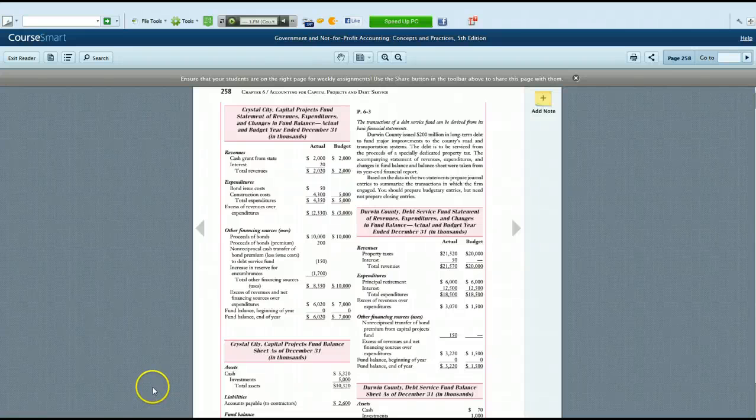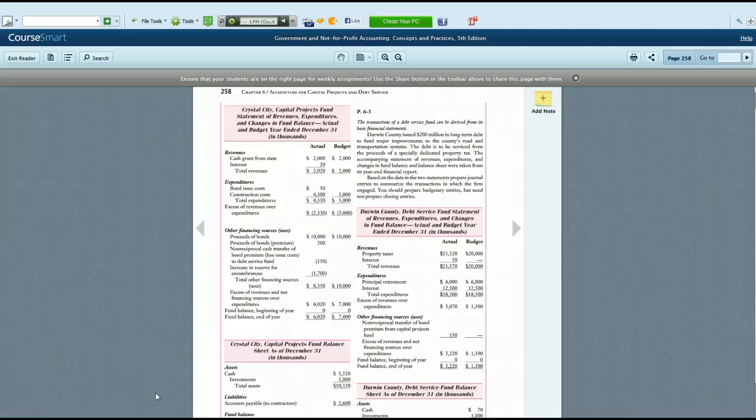Let's take a look at problem 6.3 as it discusses the information regarding a debt service fund. The transactions of a debt service fund can be derived from its financial statements. Derwin County issued $200 million in long-term debt to fund major improvements to the county's roads and transportation systems. The debt is to be serviced from the proceeds of a specially dedicated property tax.